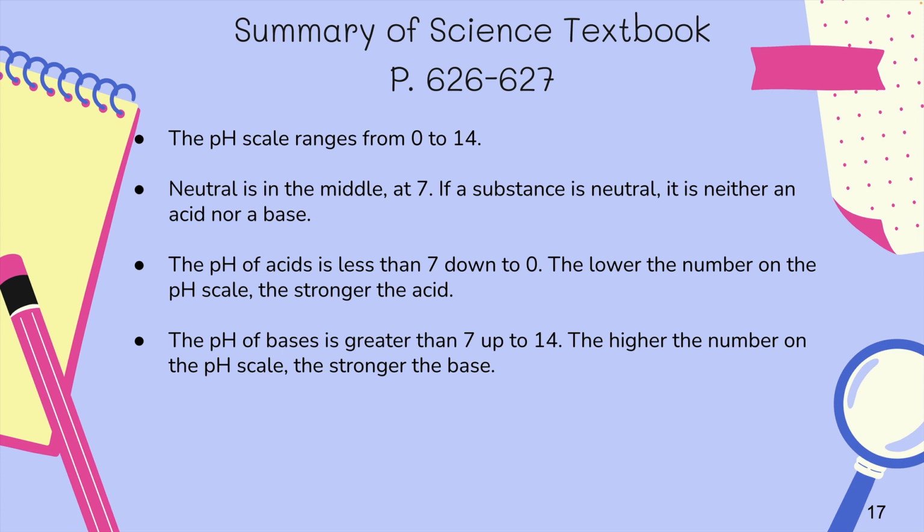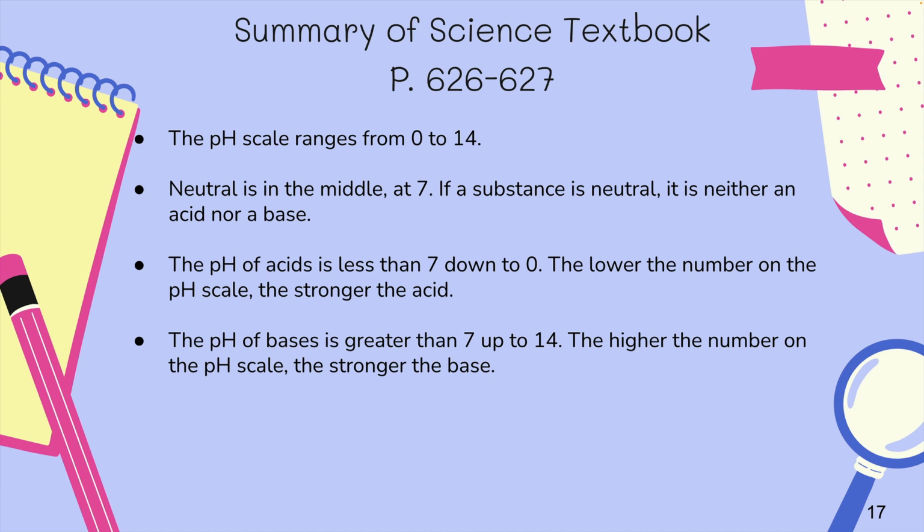The pH scale ranges from 0 to 14. Neutral is in the middle, it's 7. If a substance is neutral, it is neither an acid nor a base. The pH of acids is less than 7 down to 0. The lower the number on the pH scale, the stronger the acid. The pH of bases is greater than 7 up to 14. The higher the number on the pH scale, the stronger the base.